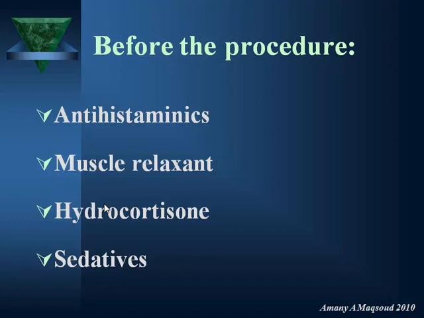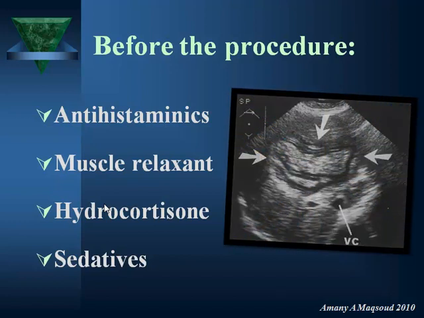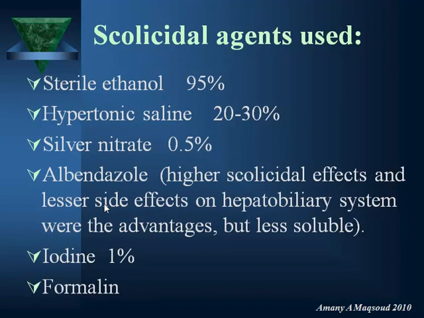The main complication is the spillage of the hydatid fluid, which is very allergenic, into the peritoneal cavity, soiling it, and thus may lead to anaphylaxis. Scolicidal agents are usually one of these: sterile ethanol 95%, hypertonic saline 20-30%, silver nitrate 0.5%, albendazole, iodine 1%, and formalin. At El Abrashi Center, we usually use sterile ethanol 95% and iodine 1%, and they didn't give us any complications.